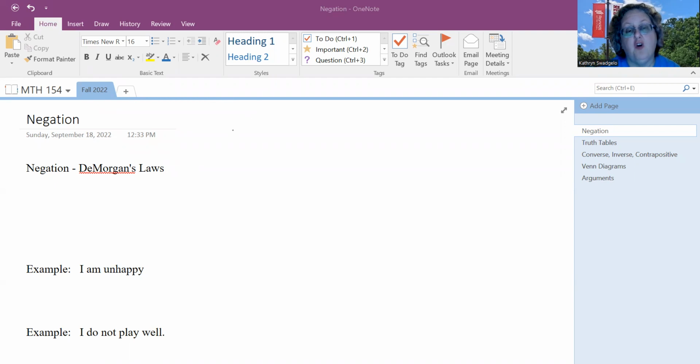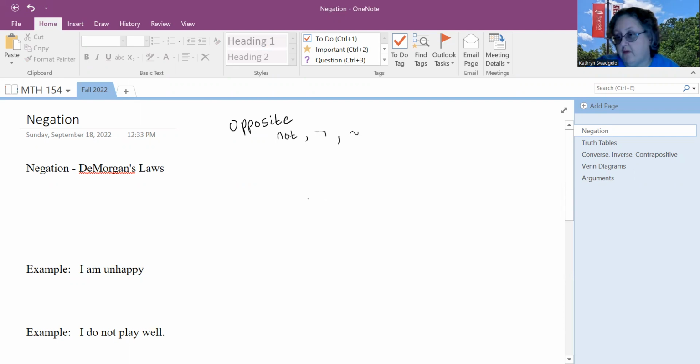So recall that our symbol for opposite, we can either use the word not, and that's what our textbook likes to do. We can use the computer science philosophy symbol, that's this little mark, or the squiggly in front, which is often used by math people. Really, they can be used interchangeably. Usually we don't use the word not, but we read these two symbols as not.